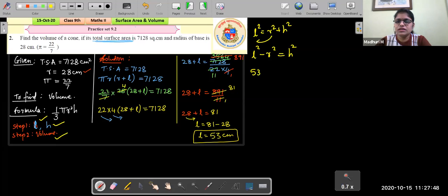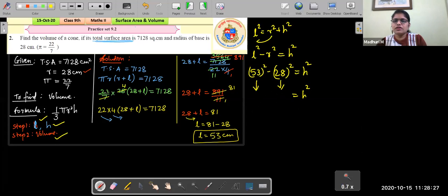Which is 53 squared minus r squared. Just substitute the value, students, and try it out. We are trying to find out the height. So it will be 53 squared minus r squared. R is how much? R is 28. That is 28 squared, which gives the height, right? Now simplifying, you get the height over here. So squaring this, and then subtracting, you would get h squared, right?